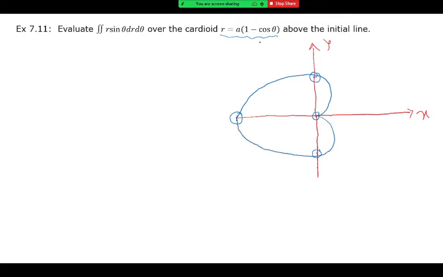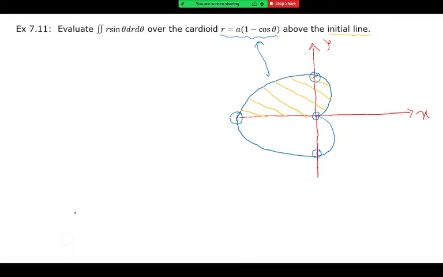This is the equation of that curve, r equal to a into 1 minus cos theta. What is the region of integration? Above the x-axis, correct. The words used are above the initial line, and the initial line is considered theta equal to 0 degree, that is the x-axis. So the region is above the x-axis. This is the region of integration that we are given, and we have to evaluate the given double integral on that region.